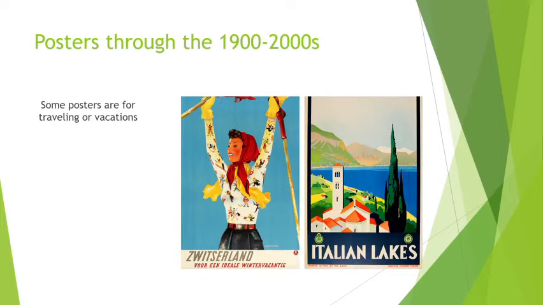Posters were also used for traveling or vacation industries. So these are from the 50s. Both were posters advertising vacations: Switzerland on the left, where you can see that she's dressed like she's going to be skiing, and the Italian lakes. These both indicate something to do with a vacation. On the left, she's having fun and she's gone skiing.